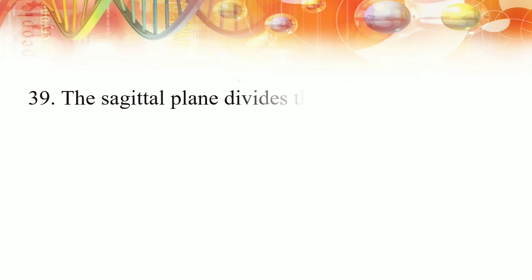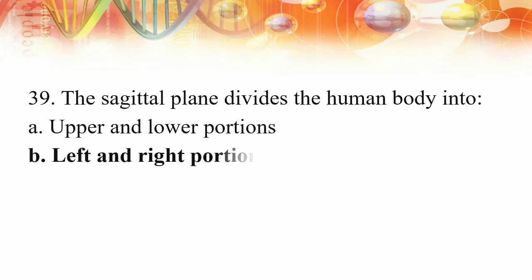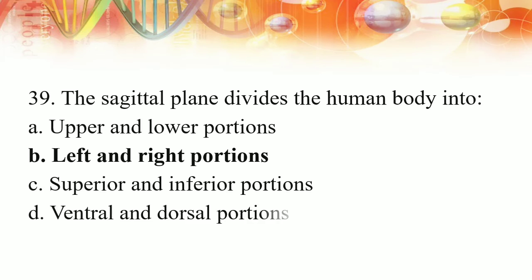Number 39. The sagittal plane divides the human body into A. Upper and lower portions, B. Left and right portions, C. Superior and inferior portions, D. Ventral and dorsal portions. Sagittal plane or longitudinal plane is an anatomical plane which divides the body into right and left parts.